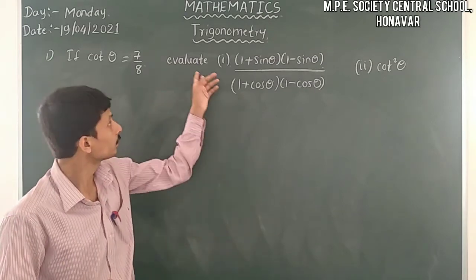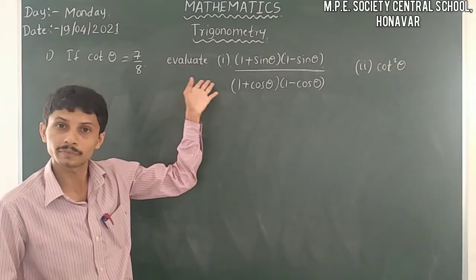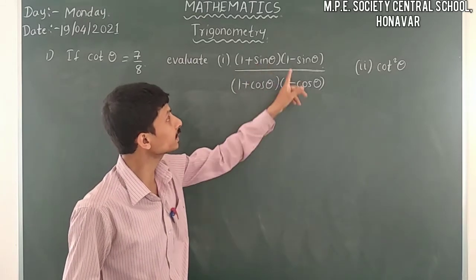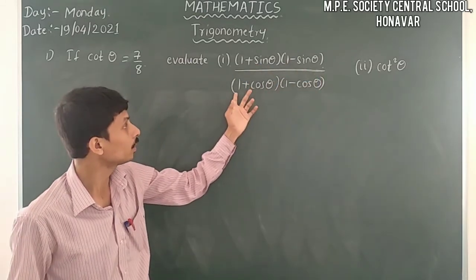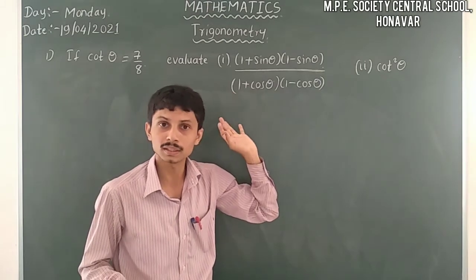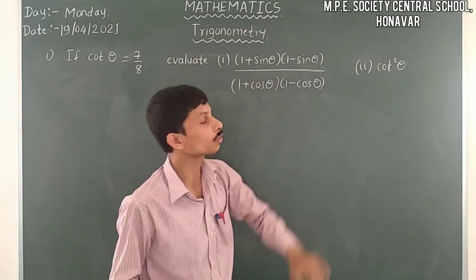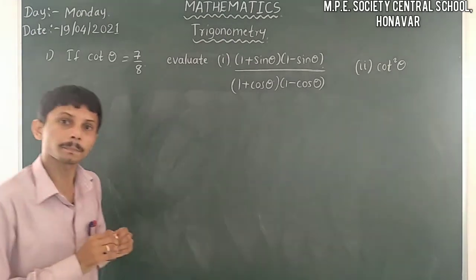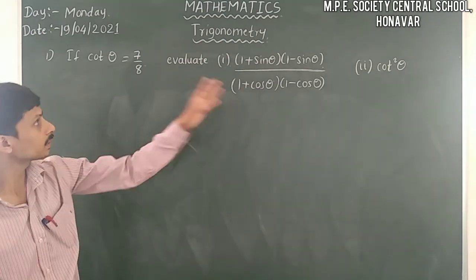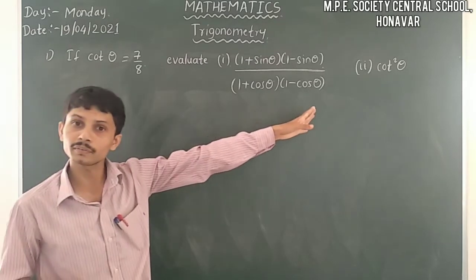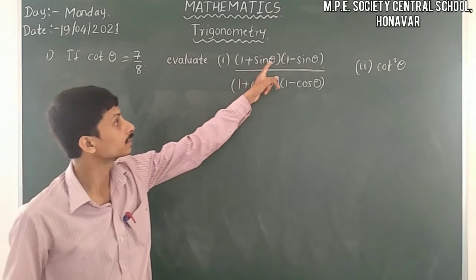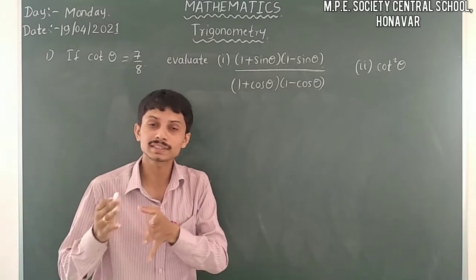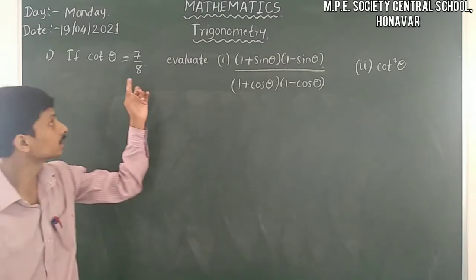And here we have to evaluate this one. That is, we have to find the value of (1 plus sin theta) into (1 minus sin theta) divided by (1 plus cos theta) into (1 minus cos theta), and another one is cot square theta. So let us find out those things. Since cot theta is given, cot square theta we can find easily. But here it is sin theta, and here it is cos theta, so we have to find sin theta and cos theta using this ratio.